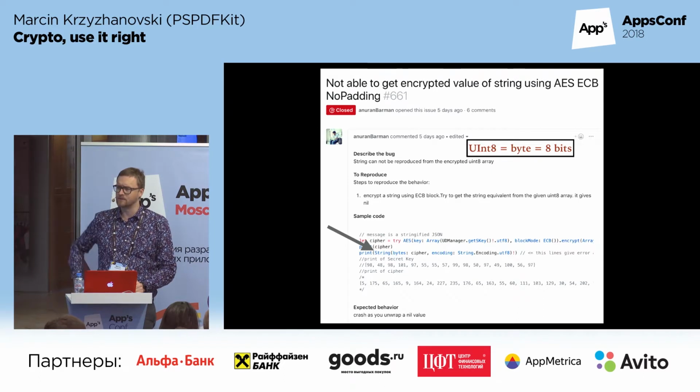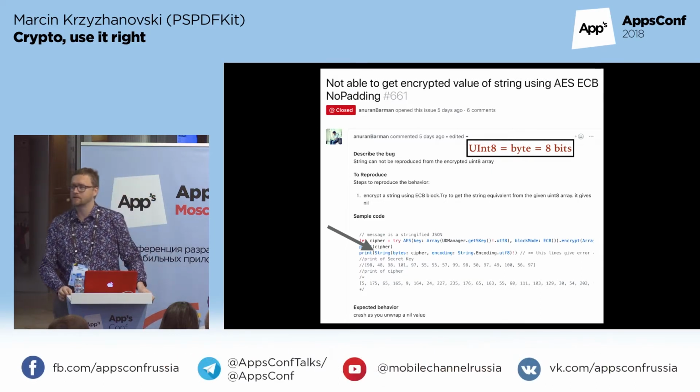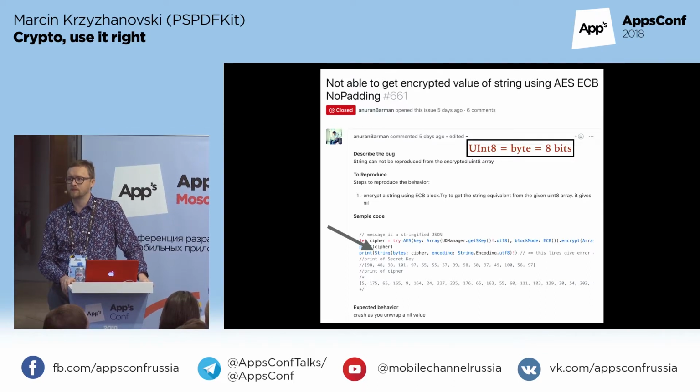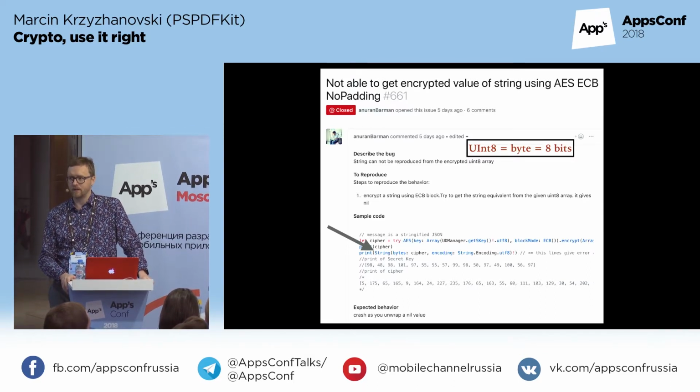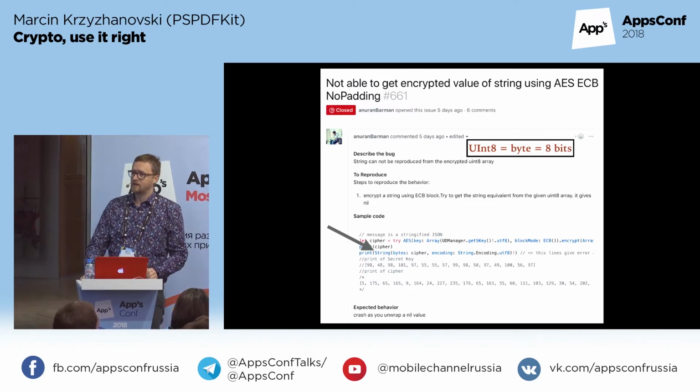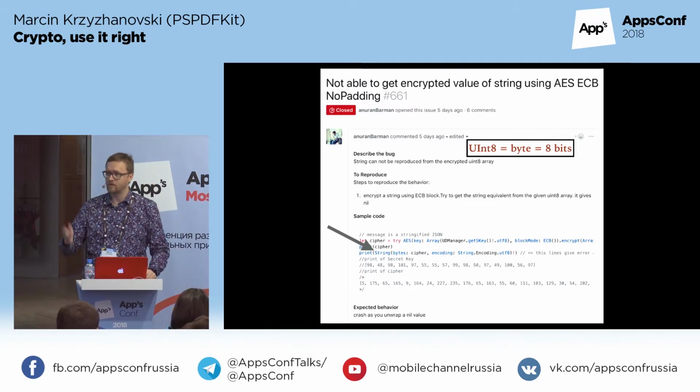It was reported not that many years ago, days ago, and is the most common one. The problem is string cannot be reproduced from the encrypted UInt8 array. And the expected behavior is wrong, but it crashes. Like, this is the report I got. What do we have here?